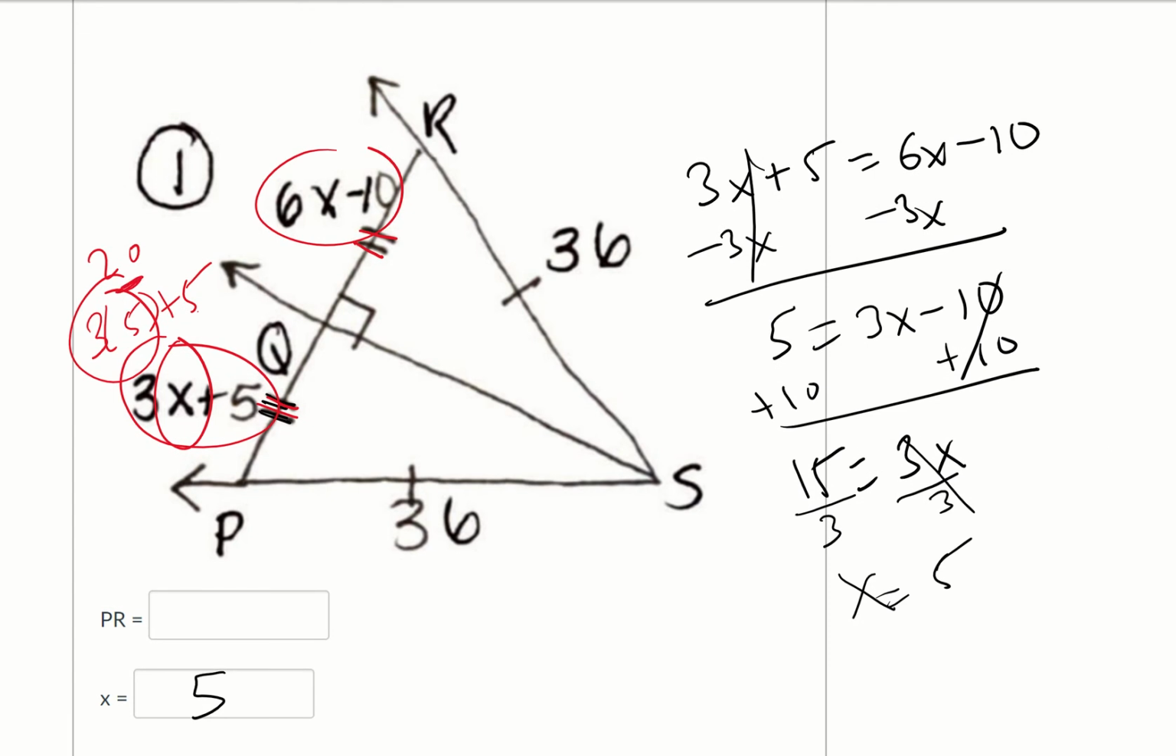And because this is 20, that means this also has to be 20. Okay, so then we're looking for PR, which is this whole thing. So that means we're going to have to add the 20 plus the 20 for each of those sides, and then that gives us a total of 40.